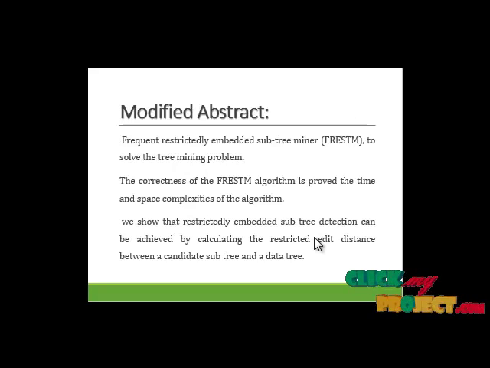In our modified abstract, the frequent restricted embedded subtree miner solves the tree mining problems. The correctness of the Frestum algorithm is proved, along with the time and space complexity of the algorithm. We show that the restricted embedded subtree reductions can be achieved by calculating the restricted edit distance between the candidate subtree and the data tree.